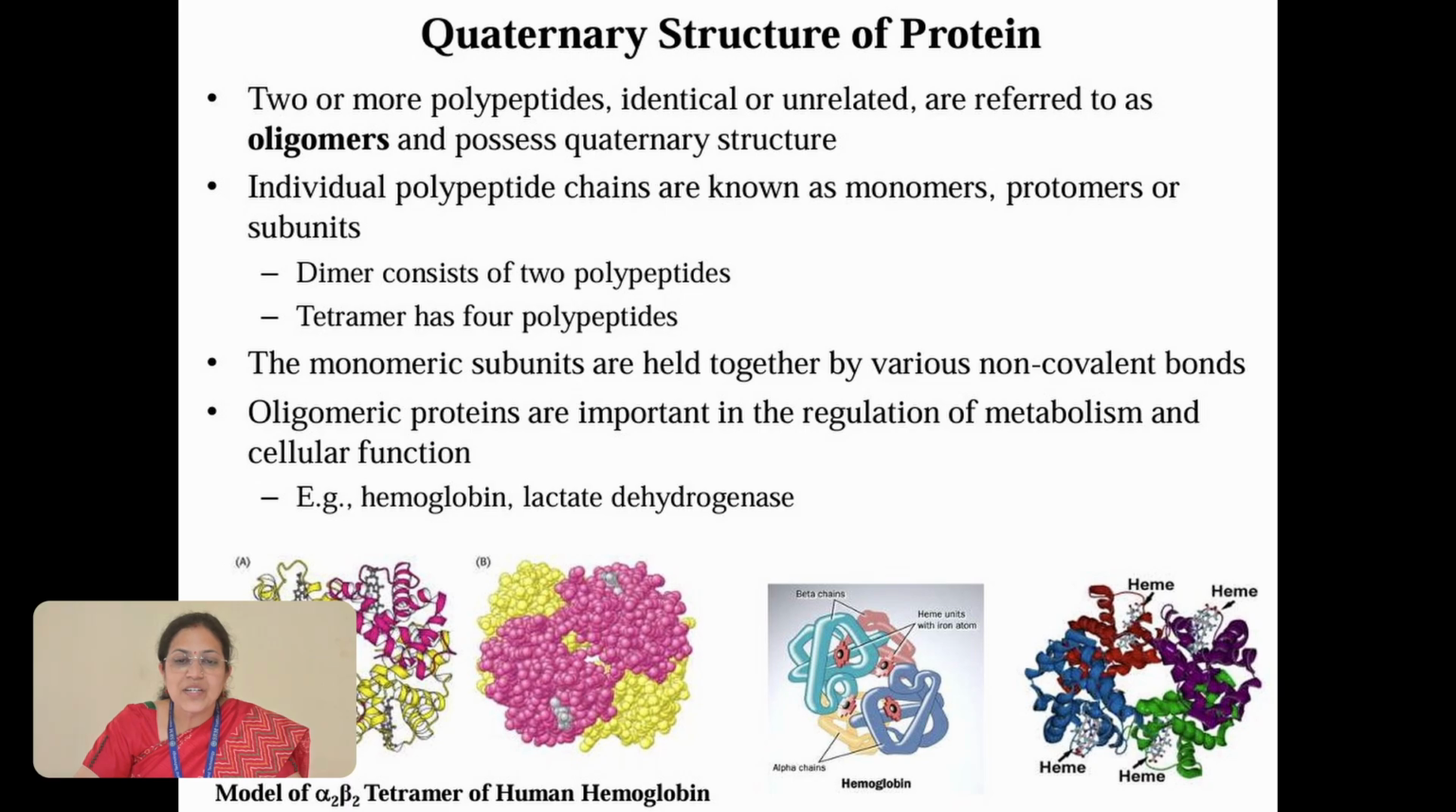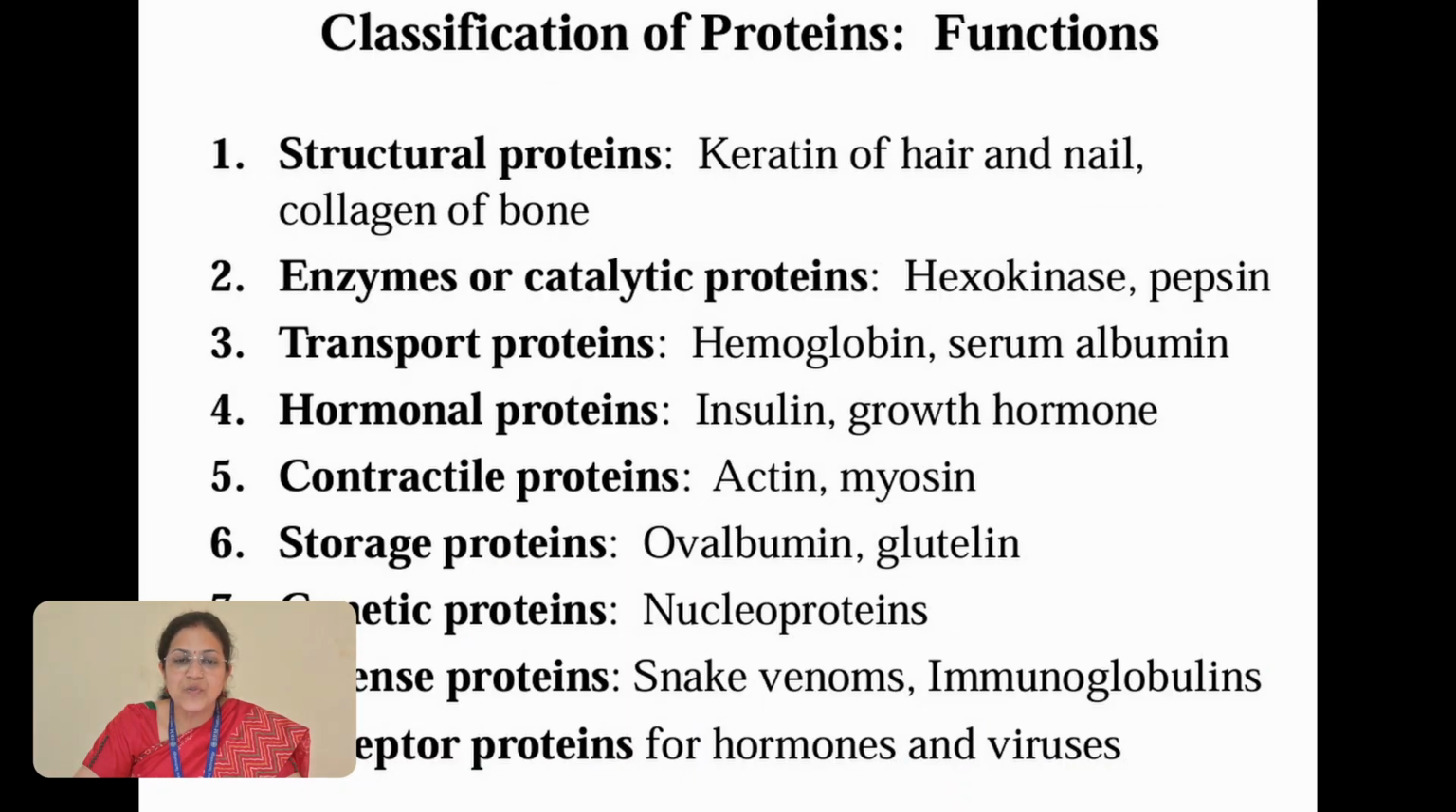Now coming to the final topic, which is the classification of proteins and their functions. Proteins are classified based on their functions. Structural proteins, where the example is keratin of hair and wool. Enzymes or catalytic proteins, example is hexokinase. Transport protein is hemoglobin. Hormonal protein is insulin. Contractile protein is actin. Storage protein is ovalbumin. Genetic protein is nucleoprotein. Defense proteins are snake venoms and immunoglobulins. Receptor proteins are hormones and viruses.